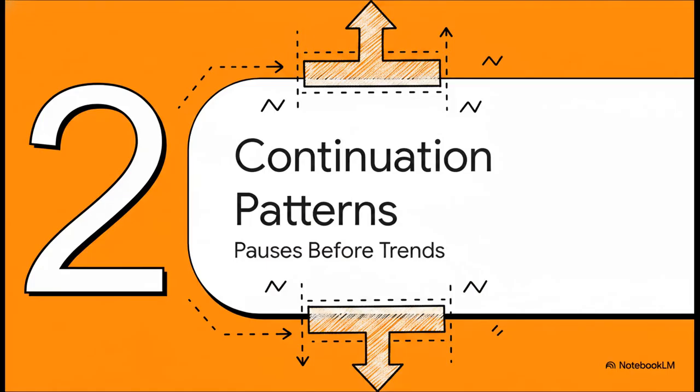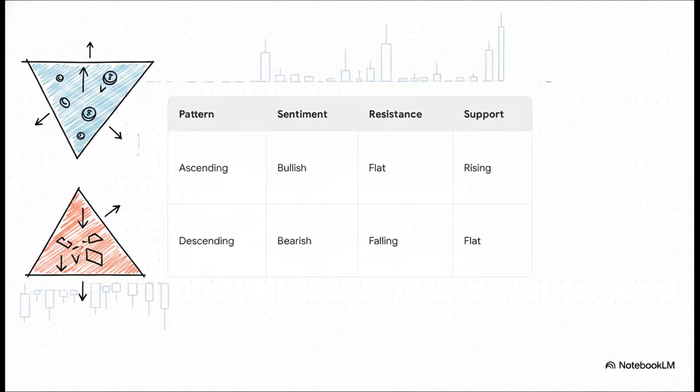Moving on to Section 2, spotting continuation patterns. These are those vital pauses before a trend resumes its original direction. Okay, so triangles give us this magnificent view of energy compression. Take the ascending triangle. This forms when you have a flat ceiling of resistance, but a rising support line. So why does this matter?